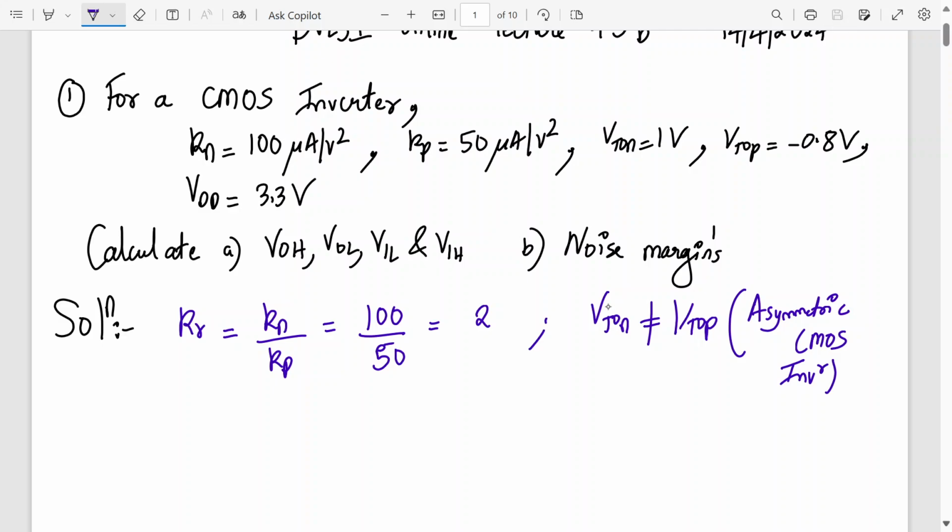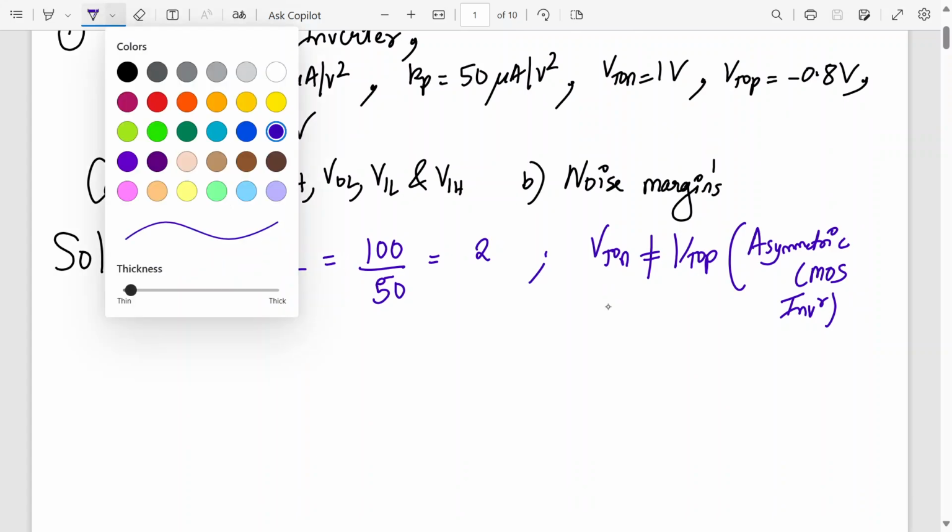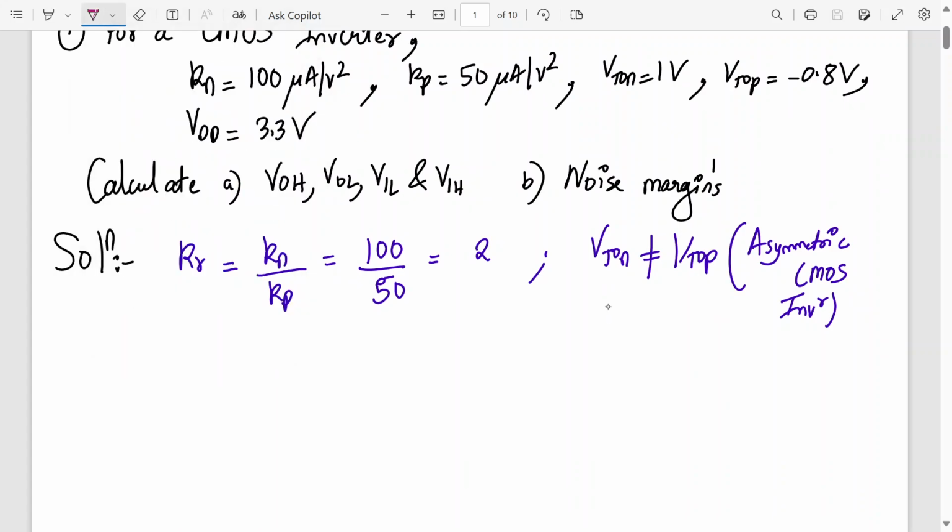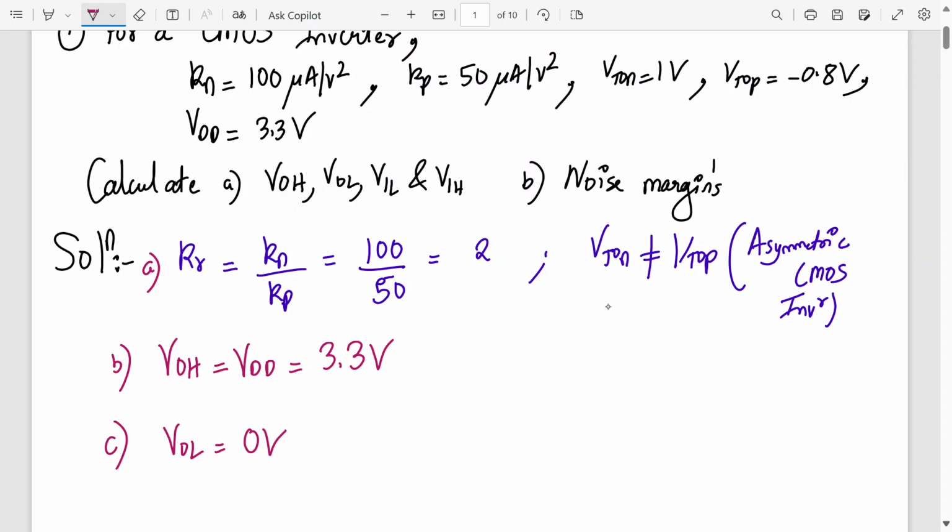But first of all, two parameters we can quickly calculate. First, VOH, which we can easily calculate. It is equal to VDD. You will get some marks for calculating the value of KR, then VOH, and finally VOL is 0. So at least this much you attempt and come.